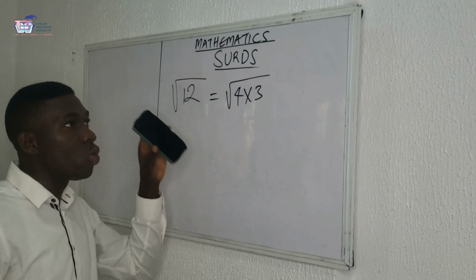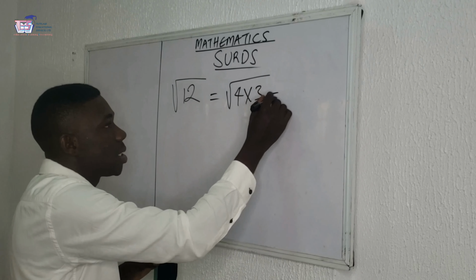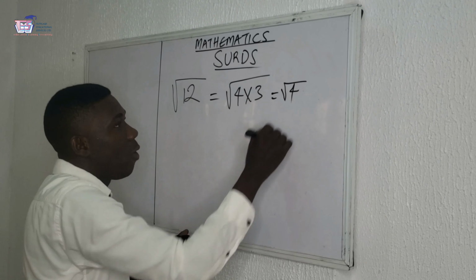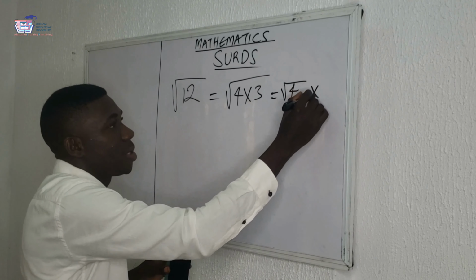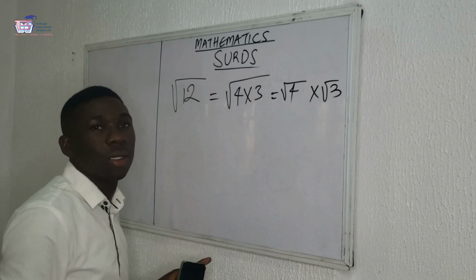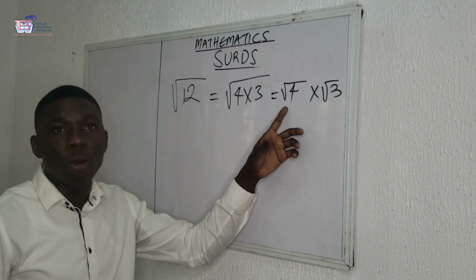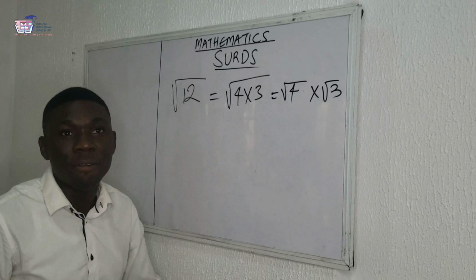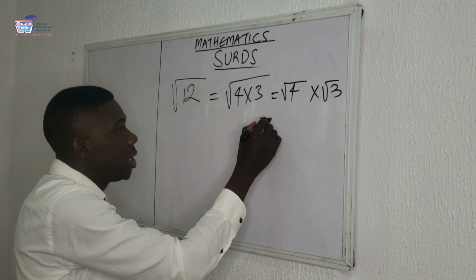4. Now, with the rule we learned earlier, we can split this to become the square root of 4 times the square root of 3. Now, what is the square root of 4? That's easy, because 4 is a perfect square. The square root of 4 is 2.